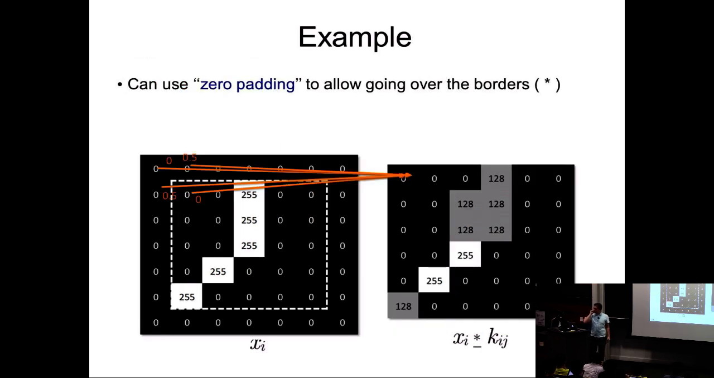In many cases, you can use zero padding to allow going over the borders, right? So sometimes if you try to apply, like, a 10 by 10 filter, you can't really go over the border, so you can pad it with zeros. That's a commonly used technique, right? So you can apply it to bigger images. And then you get this convolution.